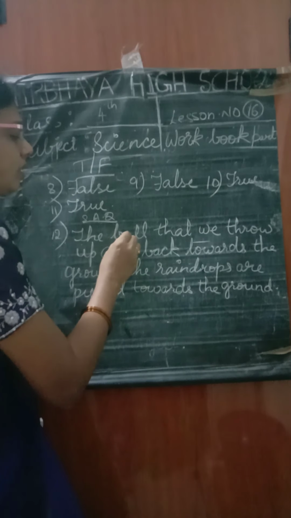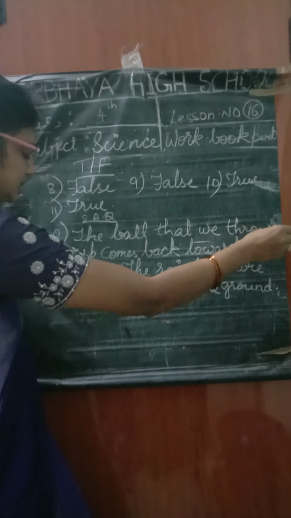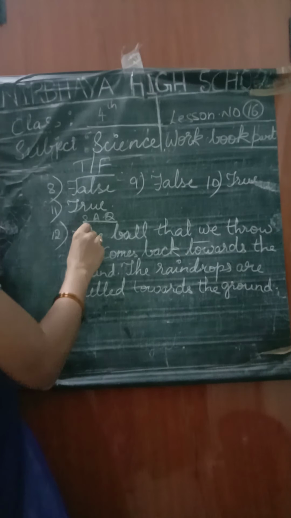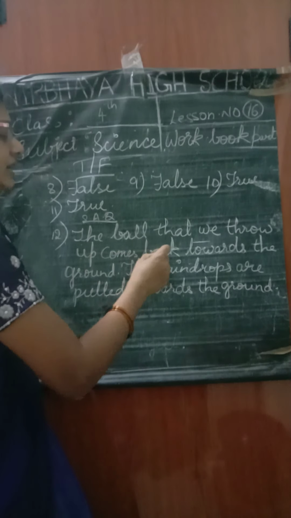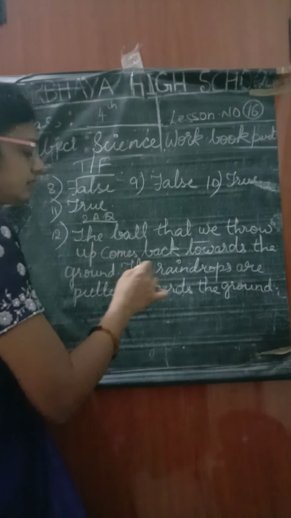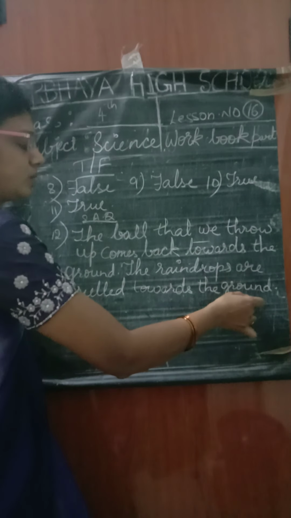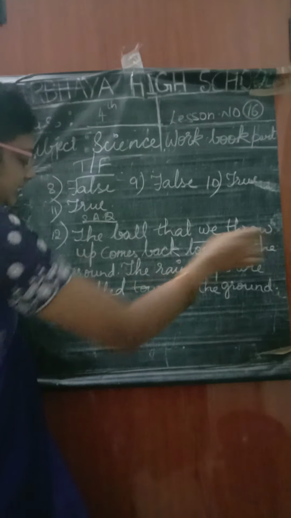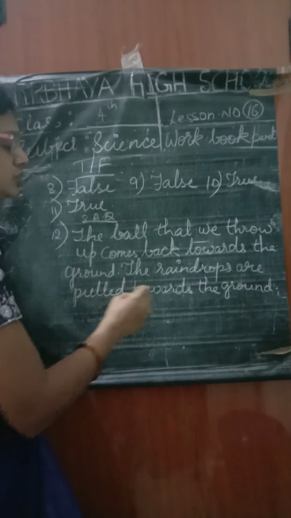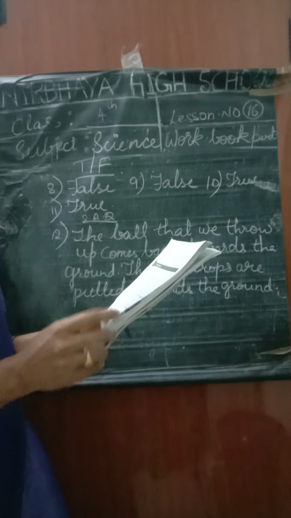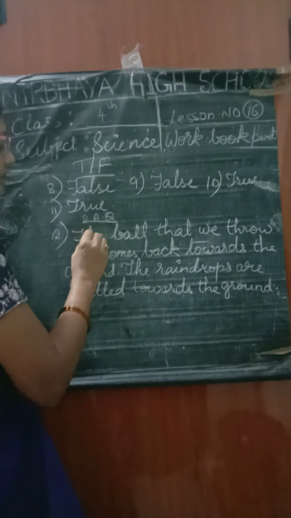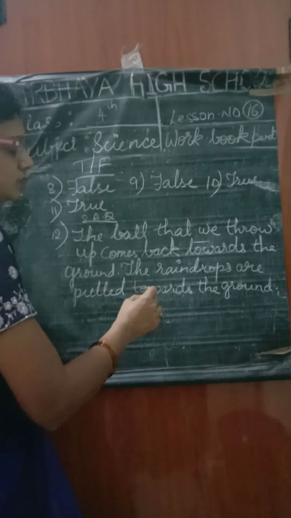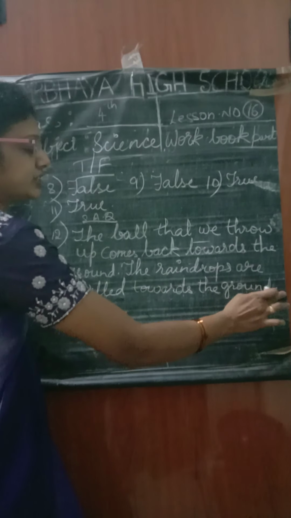I'm repeating the answer, children. The ball that we throw up comes back towards the ground. The raindrops are pulled towards the ground. I'm repeating once again, children. The ball that we throw up comes back towards the ground. The raindrops are pulled towards the ground. Children, let me move aside. Please take the screenshot of this answer.